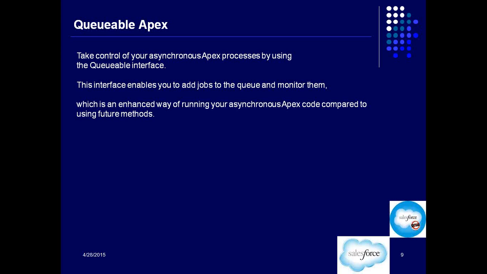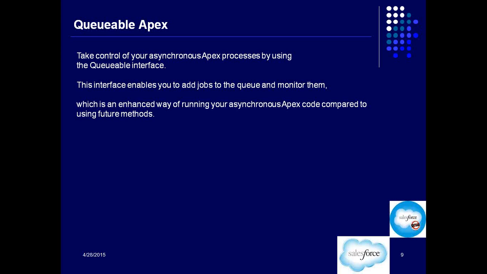Okay, so this is an enhanced way. It's a better way of running something in the future as compared to a future method, because I do not have an option of monitoring the future method. So whether that future method got executed or not, we don't get to know. That is the reason why they have come up with queueable Apex.